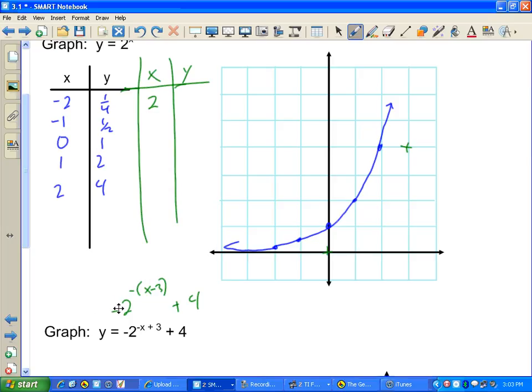So this 2 is not a multiplier. A multiplier would look like this if I had like a negative 3 times this thing. Then I would be multiplying my up-down movement by 3 and switching it. But since I've just got the negative here, all I'm doing is switching the direction. So I'm going to go down a fourth. Instead of going left 1, I'm going to the right 1. Instead of going up a half, I'm going down a half. So I'm just switching the sign on all of these.